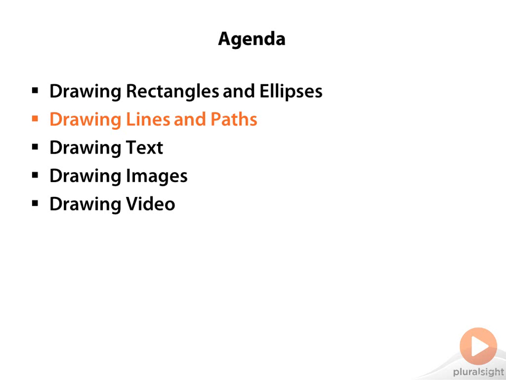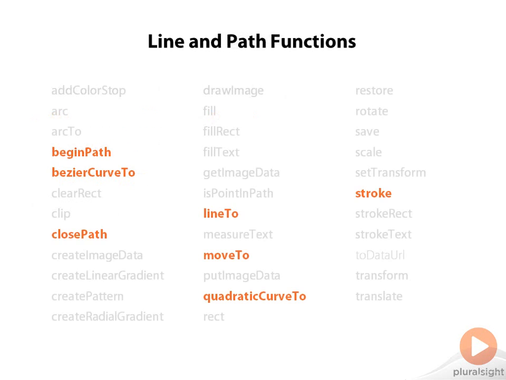The HTML5 Canvas API provides a rich set of functions and properties we can use to draw lines and paths, and that's going to be the focus of this section. Now here's a quick survey of the key functions we'll focus on.